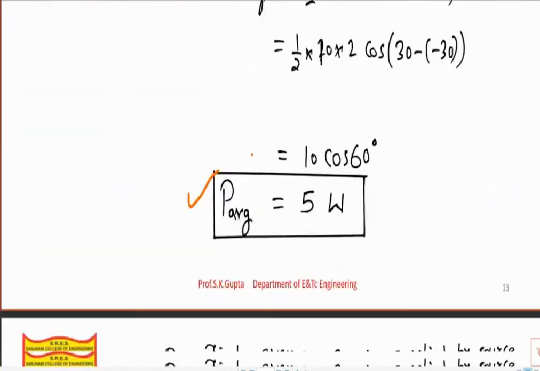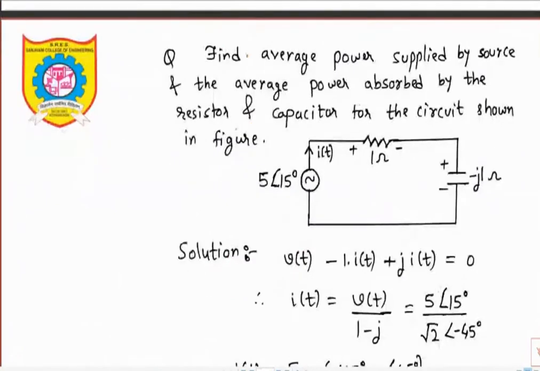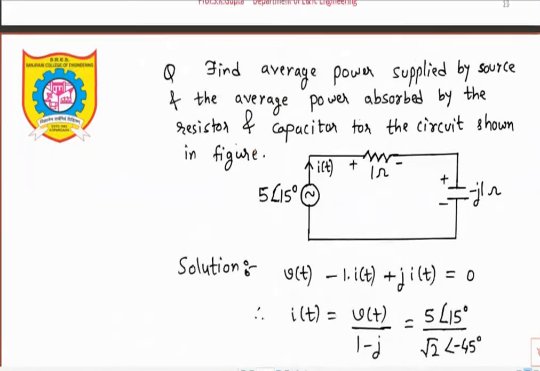Now let's see one more example. Find the average power supplied by the source and the average power absorbed by the resistor and capacitor for the circuit shown in the figure. So what is the average power absorbed by the capacitor? Always zero. Average power absorbed by inductor and capacitor is always zero.